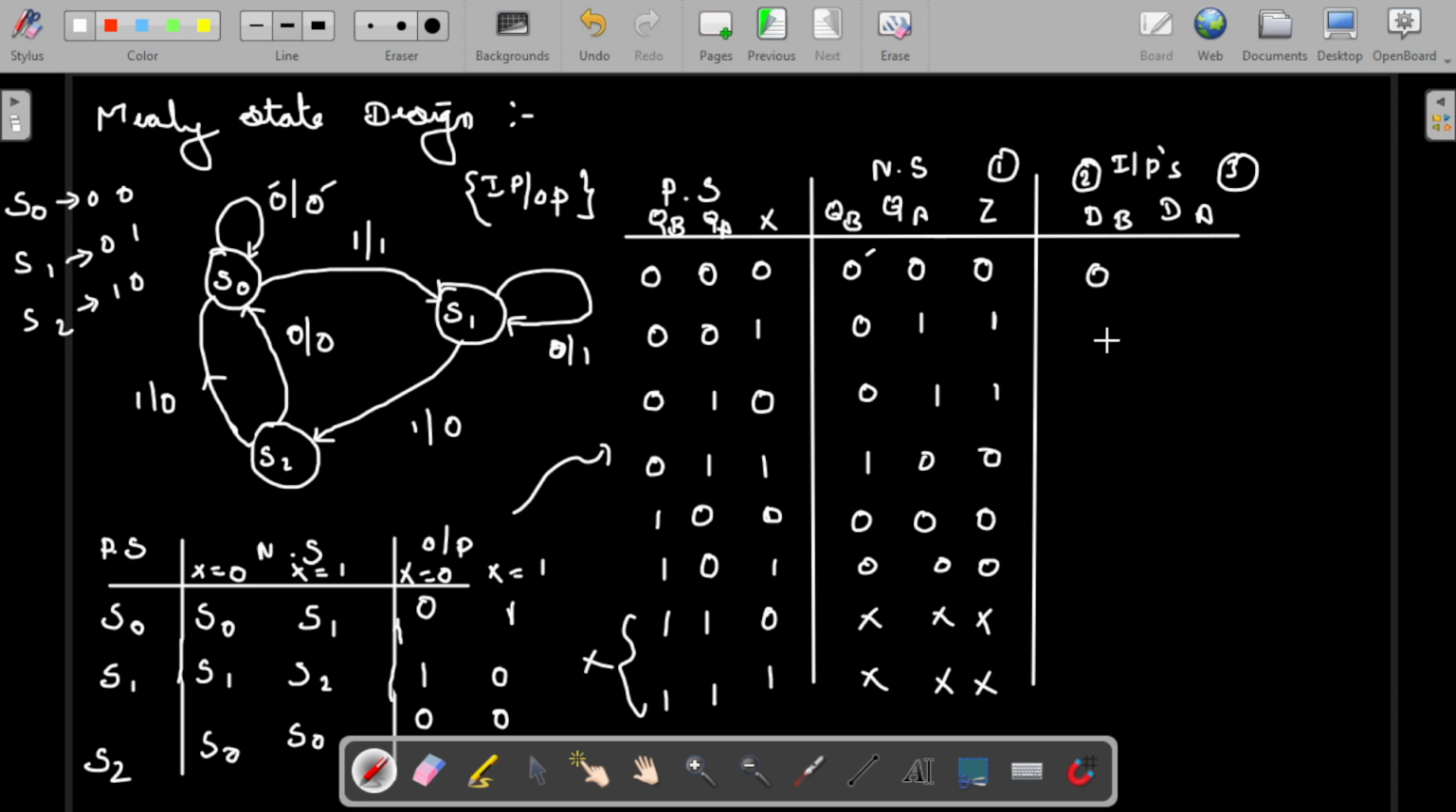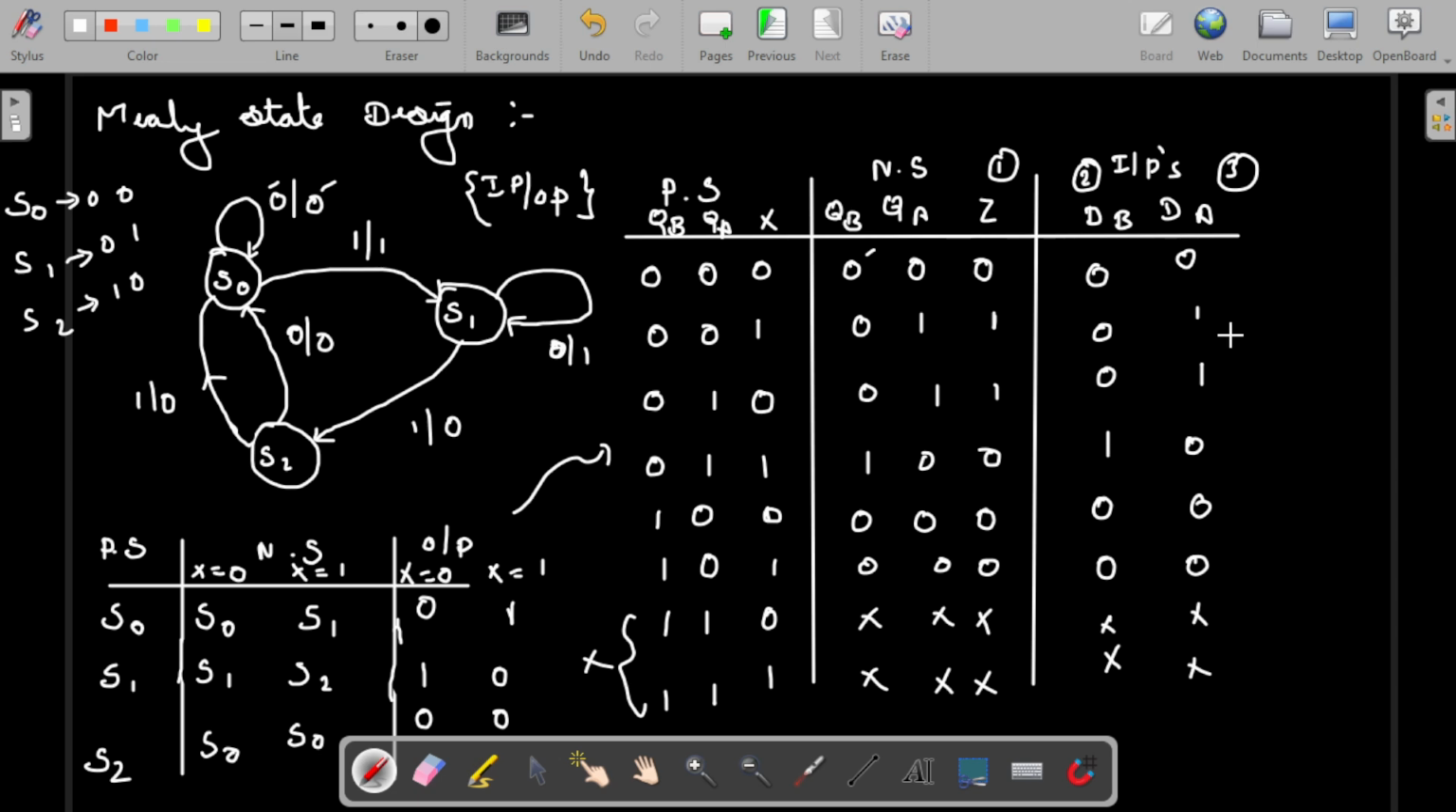So here it will be 0 0 0 1 0 0 x x. And here it will be 0 1 1 0 0 0 x x. We write this directly because, from the flip flop, we already know that in a D flip flop the next state output comes directly from the input. That is why we take this.